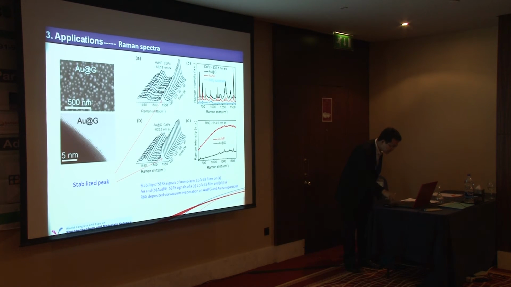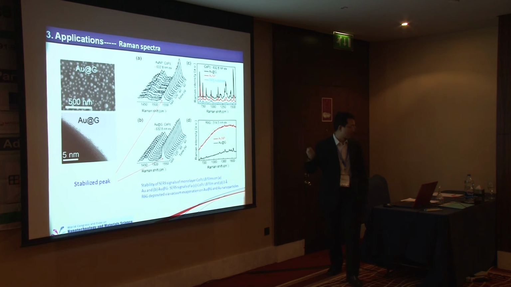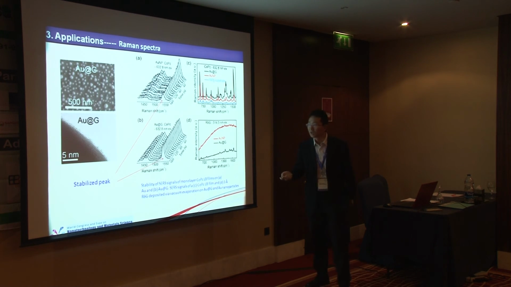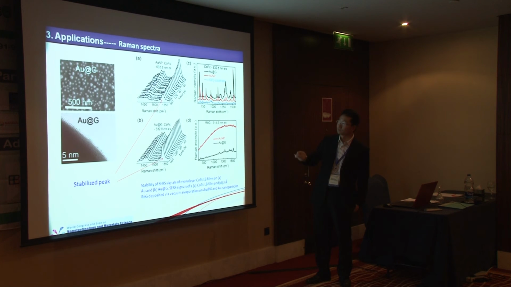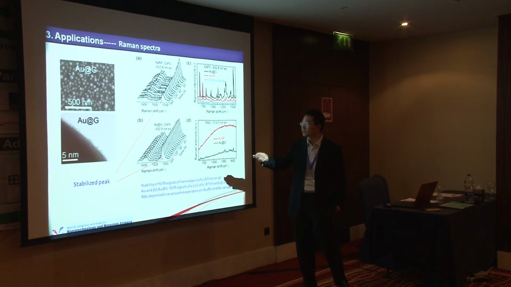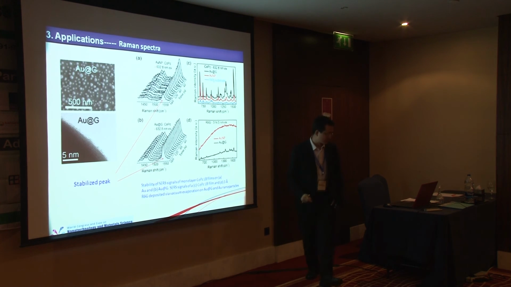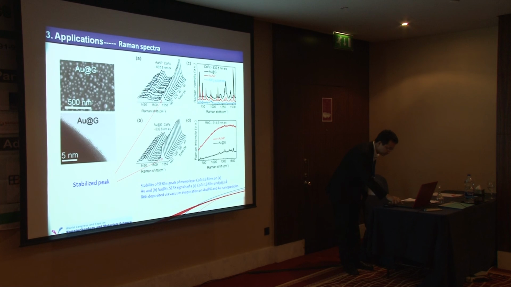Then another example is to enhance the Raman spectra by encapsulating some gold particles or some other ones. This one is the original one. This one is made by encapsulating the gold particle with graphene. The peaks are much clearer than the previous one.